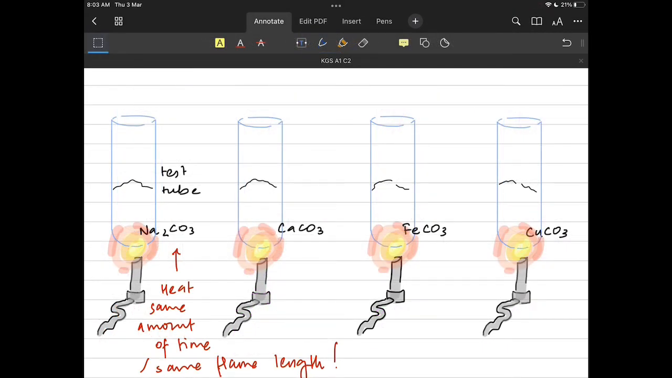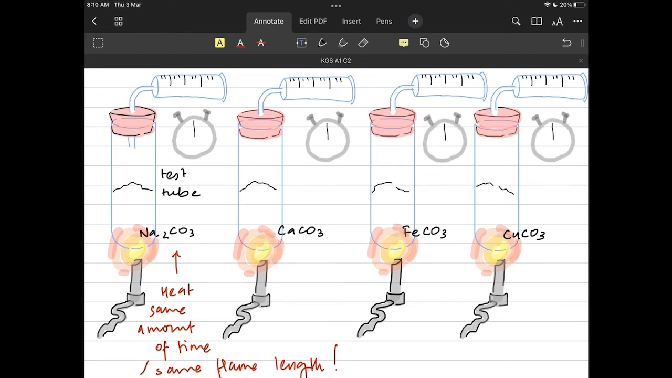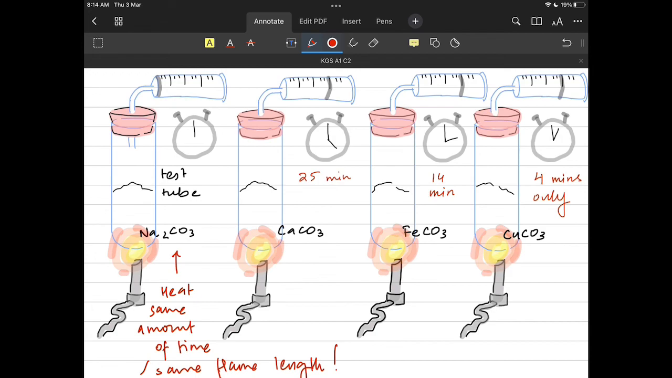To compare this, we're going to have the same test tubes, but this time we are going to have a gas syringe with a delivery tube on all 4 test tubes. I'm going to measure the time required for the decomposition. So for that, I have 4 stopwatches. Now, if I start heating them, I'm going to receive carbon dioxide gas from all the test tubes if the reaction happens. Like in the case of sodium carbonate, there won't be any decomposition. But calcium carbonate took 25 minutes to decompose, iron carbonate took only 14 minutes, and copper carbonate only took 4 minutes to release the same amount of carbon dioxide gas.